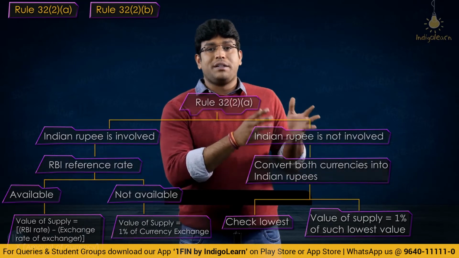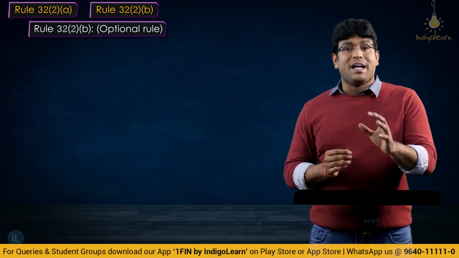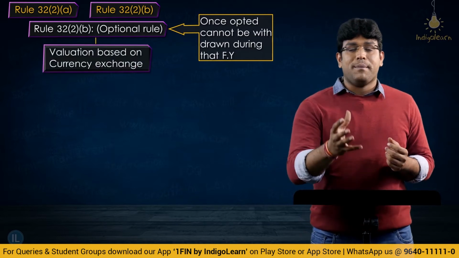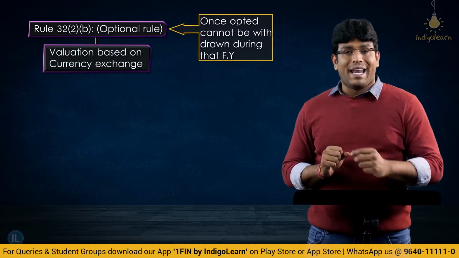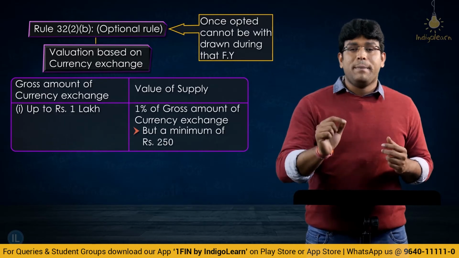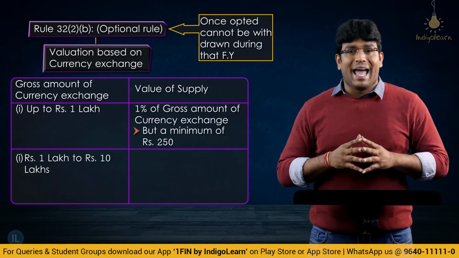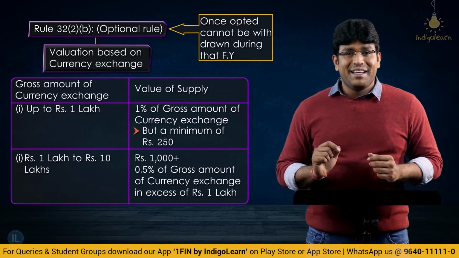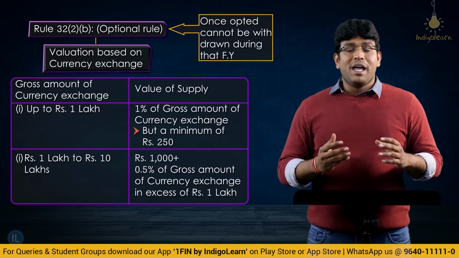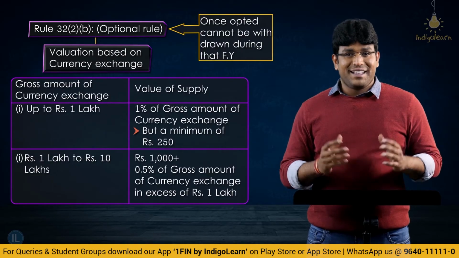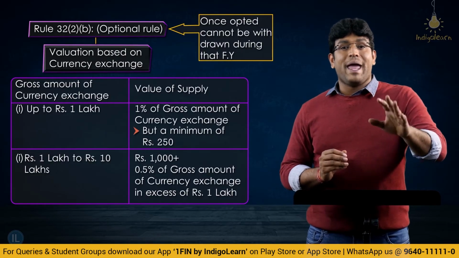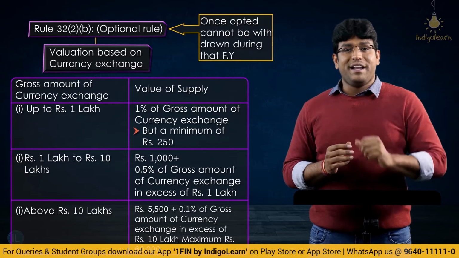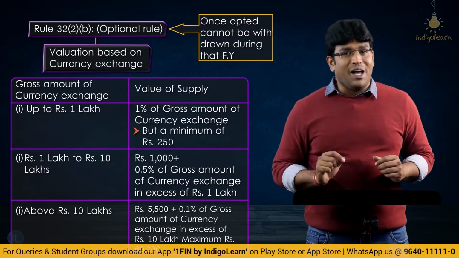On the other side, Rule 32(2)(b) is an optional rule which we can't withdraw in the middle of the financial year. And there, the valuation is based on the amount of currency exchanged. Up to 1 lakh, 1% of currency exchange, minimum 250 rupees. 1 lakh to 10 lakhs, 1000 plus 0.5% of 10 lakhs minus 1 lakh. I mean to say 0.5% of currency in excess of 1 lakh. Clear, right? Finally, the last one, above 10 lakhs, 5,500 plus 0.1% of amount exceeding 10 lakhs, maximum 60,000.